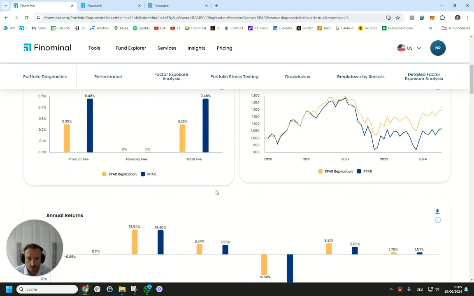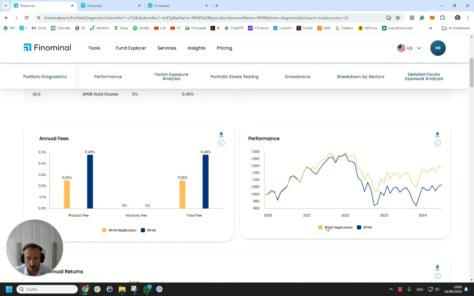And from a performance perspective, it's actually quite interesting that the replication, which takes the same weights as RPAR, just like it doesn't have the 20% extra leverage, has actually outperformed RPAR. And not only in the times when the performance is positive, so it's actually not explained by leverage. That's kind of interesting to think about.